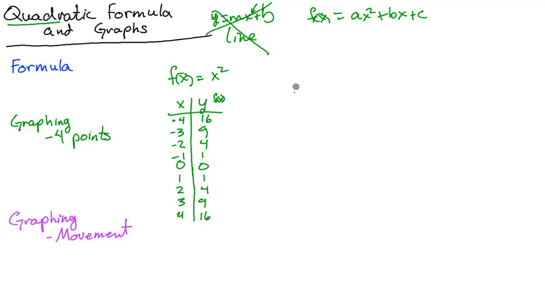What does that look like on a graph? Well, negative 4 is way up there at 16. Negative 3 is 9. So it's coming in really, really steep. Negative 2 is 4. Negative 1 is 1. 1 is 1. Oh, a little bit bigger there. 0 is 0. 2 is 4. 3 is 9. And 4 is 16.